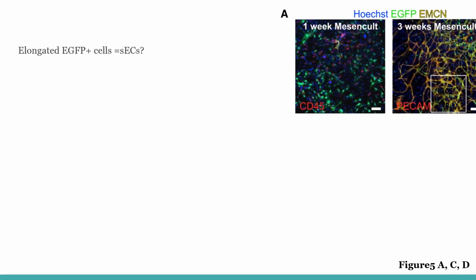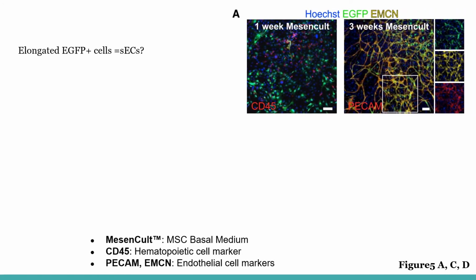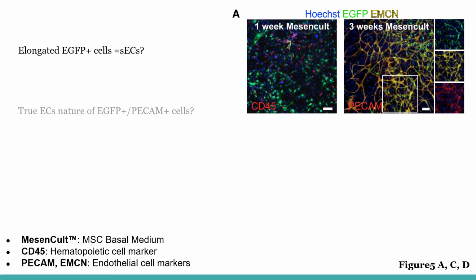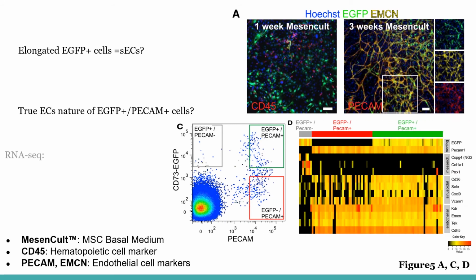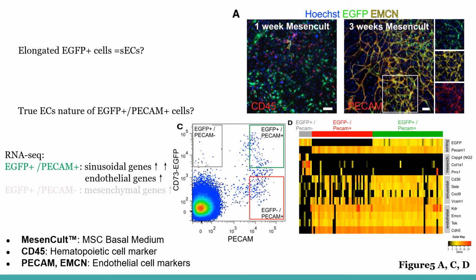So they wanted to know whether these elongated EGFP positive cells were sinusoidal endothelial cells or not. So they cultured these cells in mesenchymal medium, and after 1 week, we can see there are no hematopoietic markers in these EGFP positive cells. But after 3 weeks, there are significant endothelial markers overlapping these EGFP positive cells. So they wanted to find out the lineage of these cells.